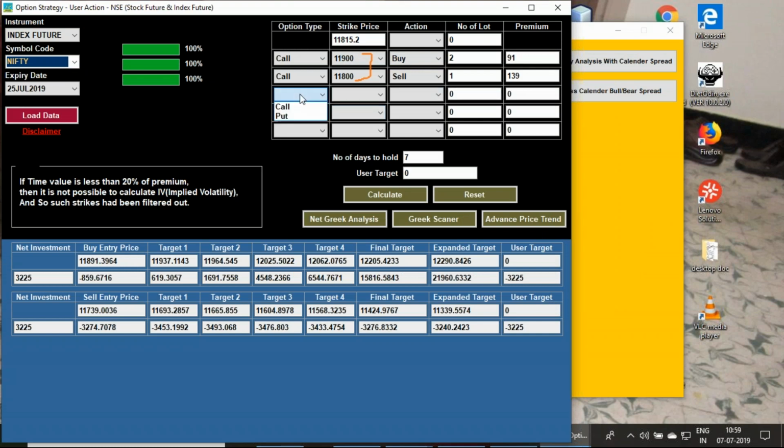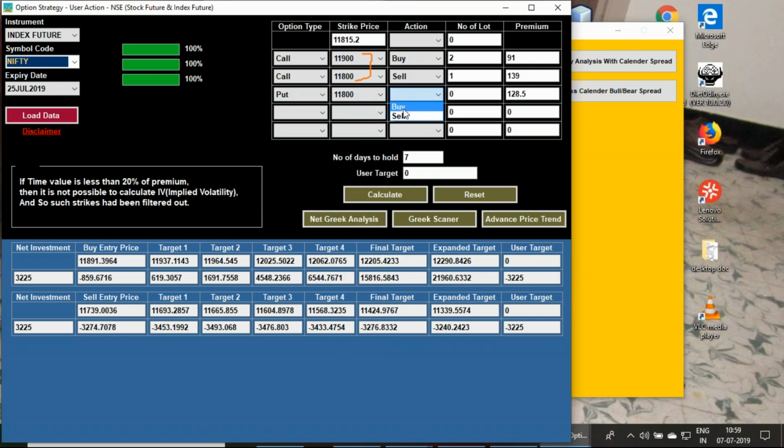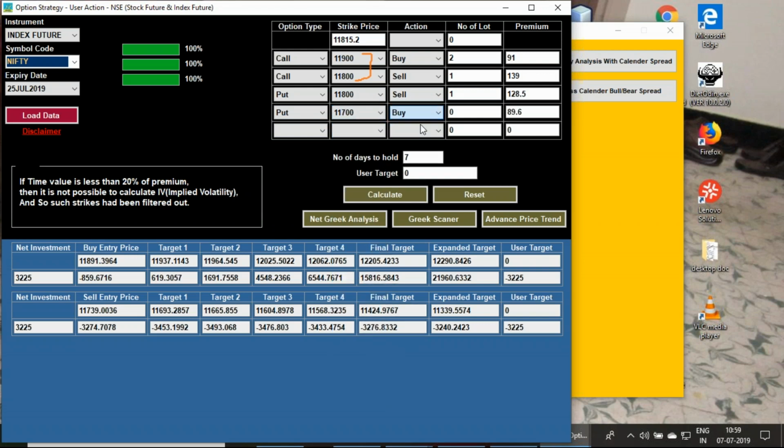Theta is slightly higher. So if I have just added a market neutral component, say I am just adding the same component on the put side, like I am selling one lot of the 11,800 put option, and I am buying 2 lots of the 11,700 put options. This is a market neutral, and same 7 days I calculate it.